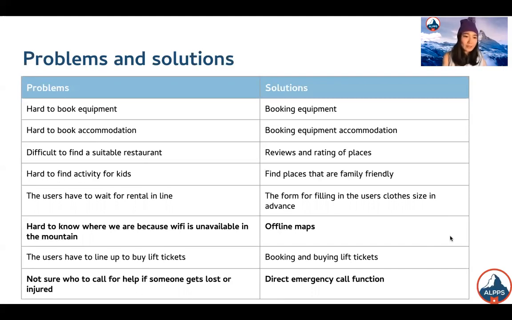So our solution is offline maps. And the second one is not being sure who to call for help if someone gets lost or injured. This is important especially for solo players and also families, because when we get injured in the mountain, especially in the Alps, I don't know which language I have to use, and I don't know which emergency number I can call. Even like, I don't know, 911 or 199. So that's why our solution is a direct emergency call function.